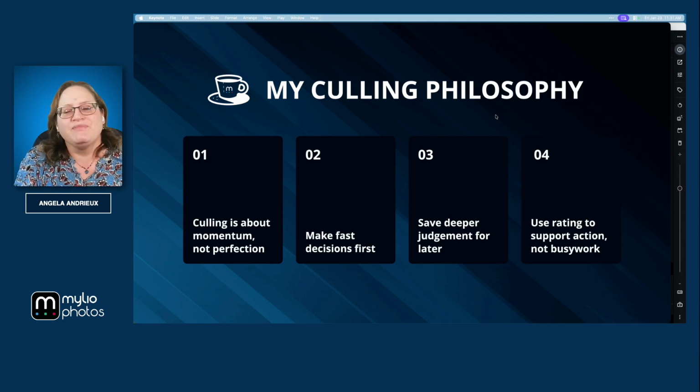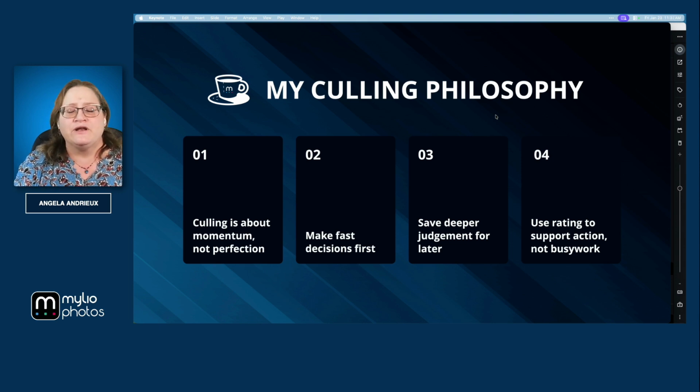So the way I like to look at culling is it's about momentum, not perfection. What this means is you're not looking to make every final decision at that moment. You're looking to make progress. You want to make decisions fast. And this helps you later on because those fast decisions really guide what you do later on.